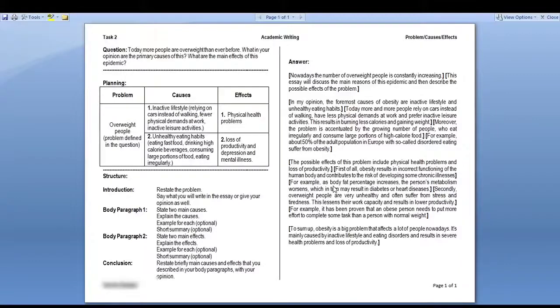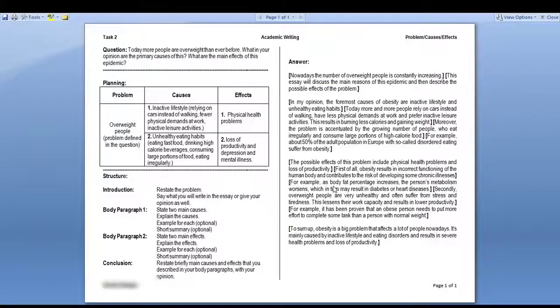Next comes the structure. So we now have our 2 points for causes and effects. Now we will be writing our structure. We will be going through our structure. That way we will be writing our answer. Always remember, your task 2 writing will always be in 4 paragraphs. Your first paragraph will be your introduction. Your second paragraph will be the first thing that they're asking you in the question to write. The second body paragraph will be the second thing that they're asking you to write, and then the conclusion.